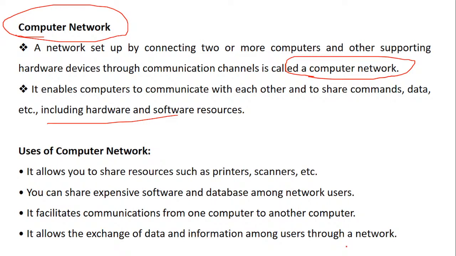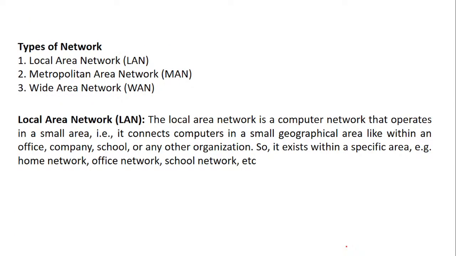Now for your syllabus, the question comes on the types. So we are going to see all the types one by one. We have basically three main types: the local area network, the Metropolitan area network, called MAN, and the wide area network, called WAN. We have PAN also, we have SAN also, and we have GAN also. So we are going to see them slowly, gradually.